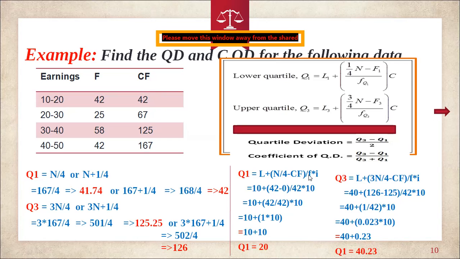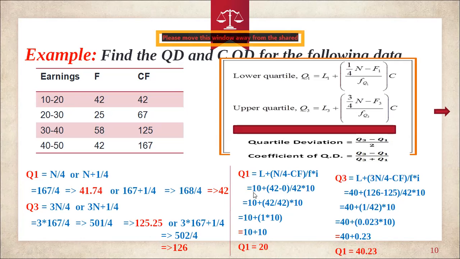Then f, that's the frequency. What is the frequency of this 42? You can take this 42 here. This 42 is this one. This 42 is different. Capital F is nothing but cumulative frequencies. Small f is nothing but this frequency. Here, i is nothing but the class interval, the difference between the two classes, which is 10. That's why I can put 10.